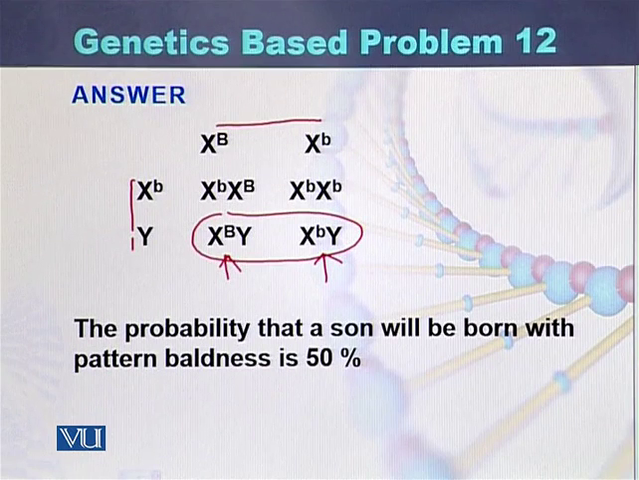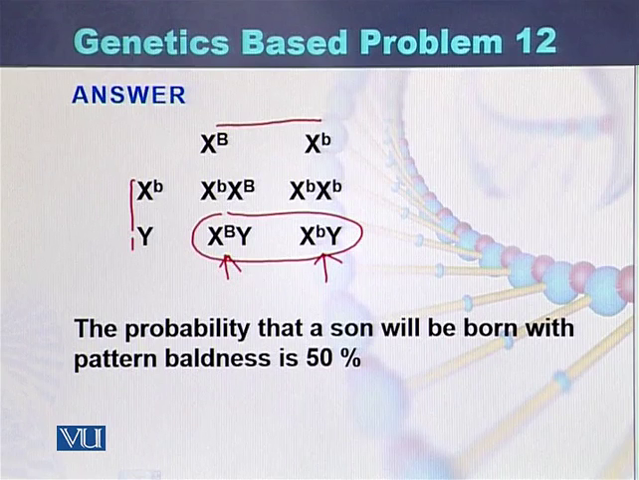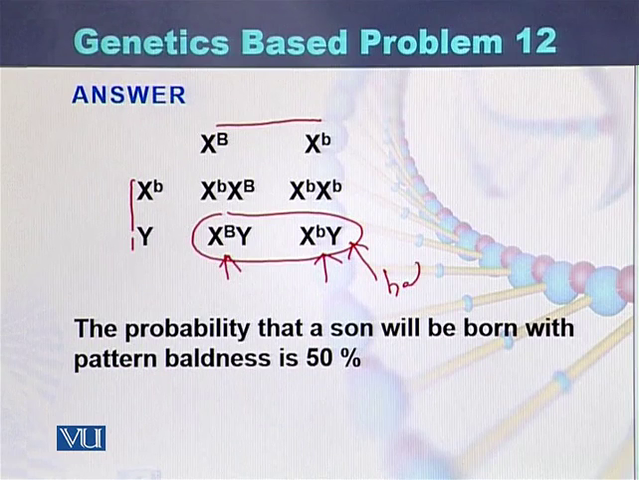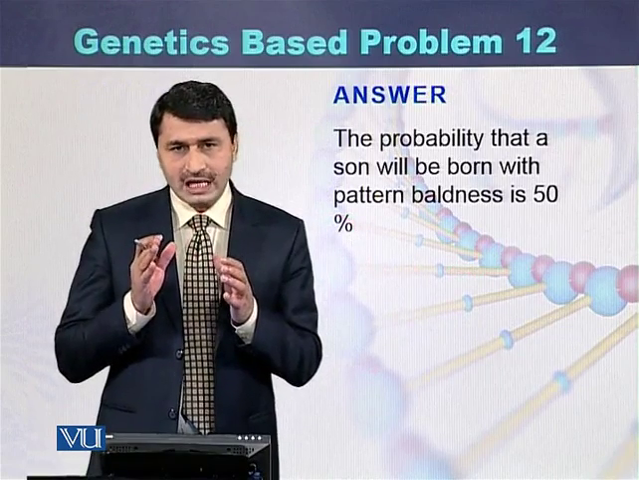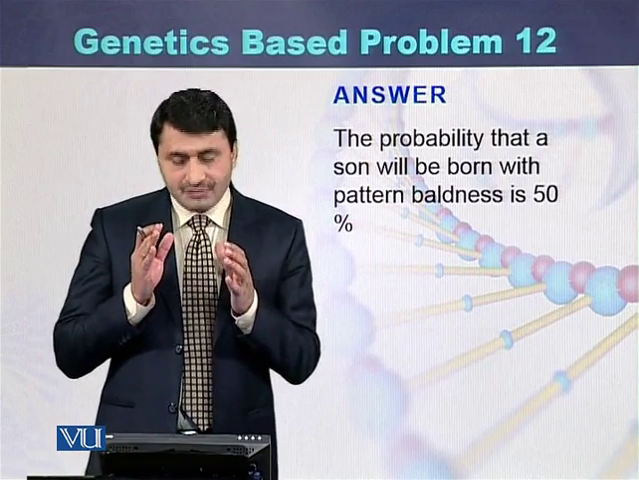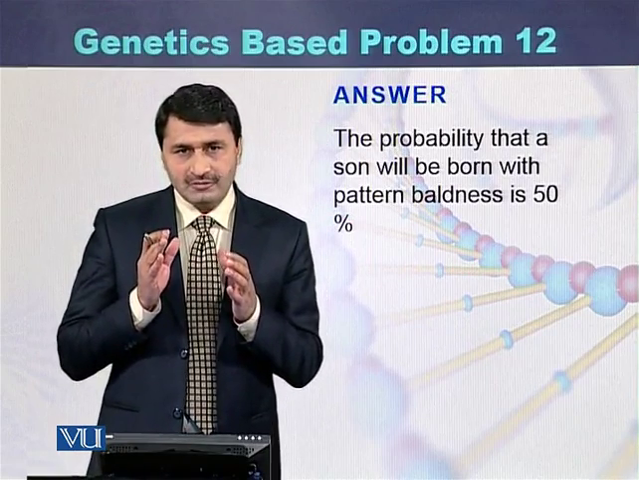Out of the two sons, one son would have baldness. This is the son that would have baldness. So we can say that 50% of the sons would have baldness. As a result of this statement, we can conclude that 50% of the sons would be with baldness.